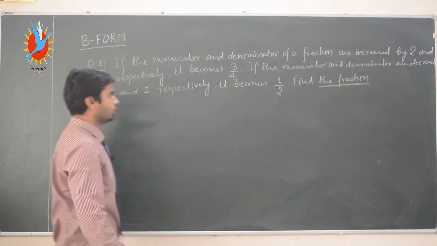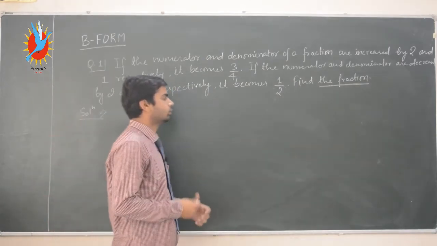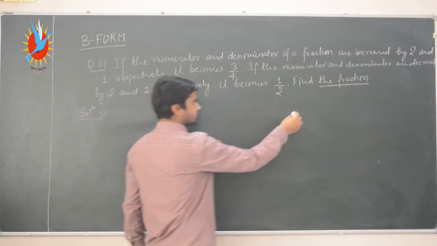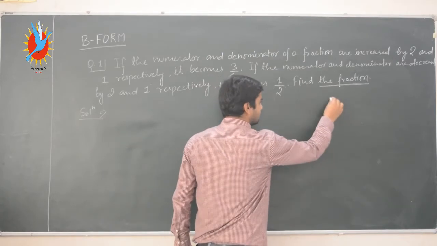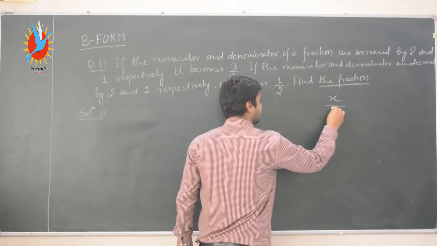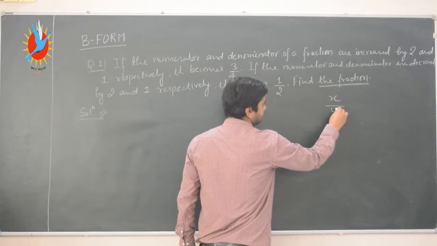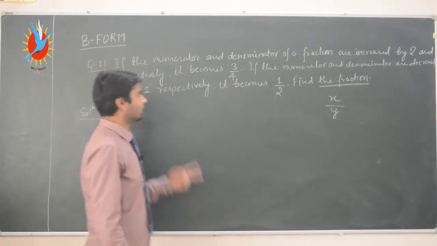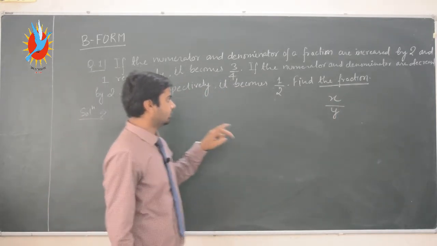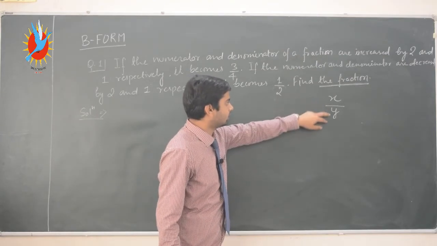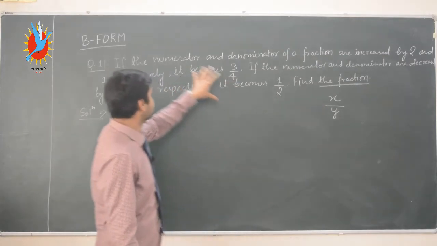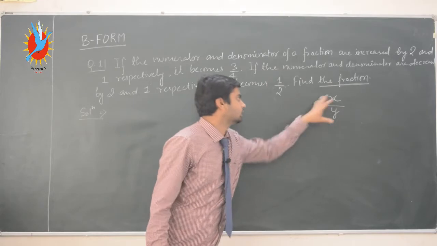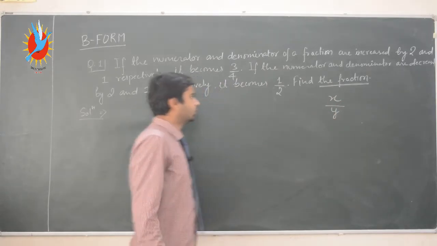We all know that a fraction is a number which has a numerator and a denominator. So to write the fraction, let's suppose the numerator is x and the denominator is y. So the fraction will be x upon y. That means we have to assume two variables x and y. If by using the two conditions we are able to calculate the values of x and y, finally we can tell the answer that the fraction will be equal to x upon y.